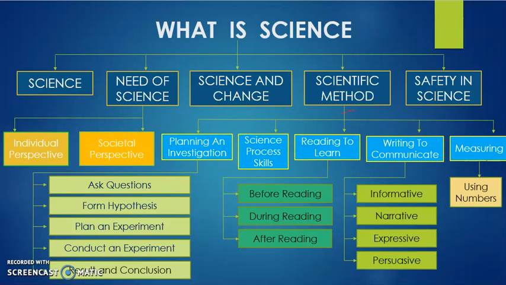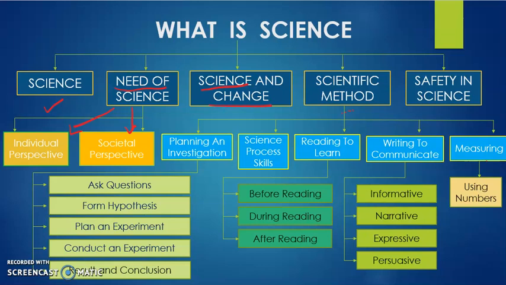Already I have told you that it is a flowchart representation, right? So here you will get the entire idea of the lesson clearly. First in this lesson, we will clearly get the definition of what is science and the use also. And next, need of science in our daily life in two ways: in individual perspective and in societal perspective. And next, science and change. How does science undergo change to develop the technology very well or to develop the methodology?